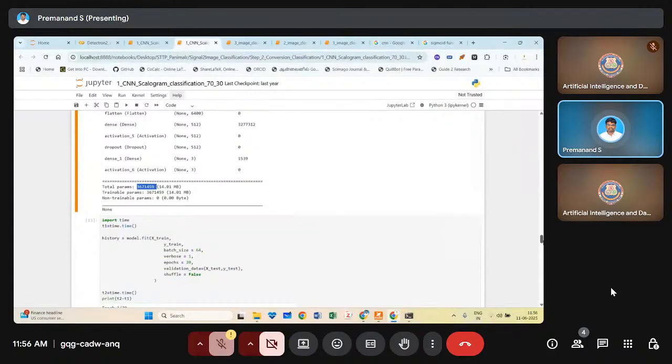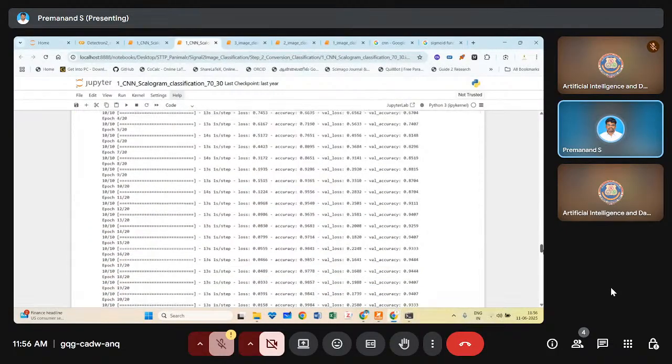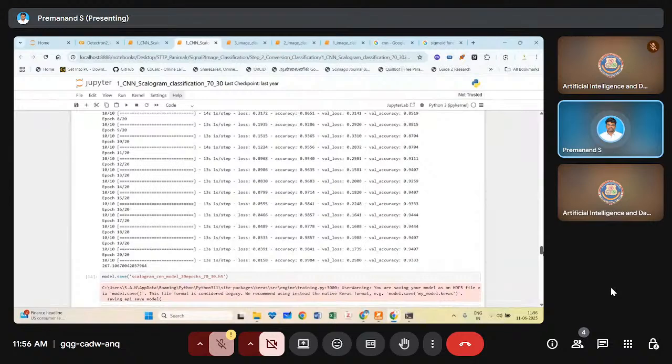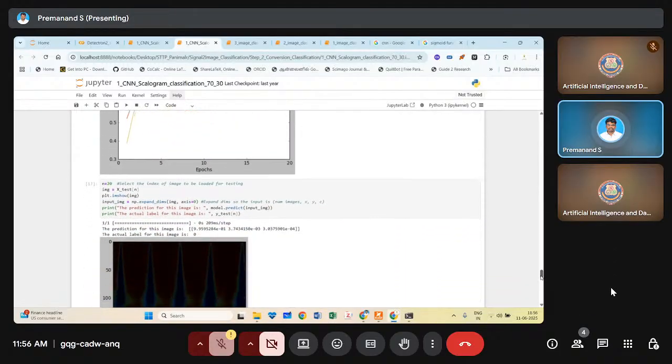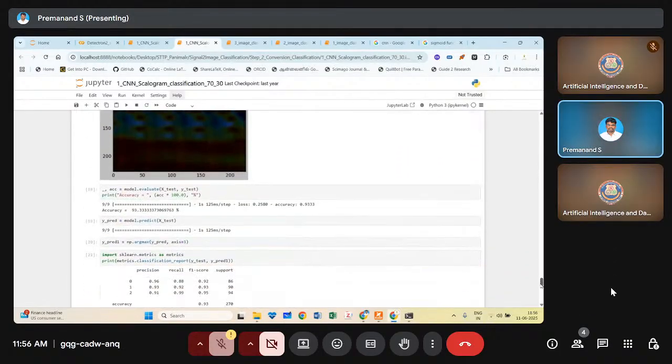Okay, and again here we'll be doing the training process. Here we'll be getting around 99.84% as the training accuracy, and the testing accuracy will be 93.33%. So this is what we are getting when we convert the data from signal to image, and this is without any kind of fine-tuning process. I'll be getting 93.33%.